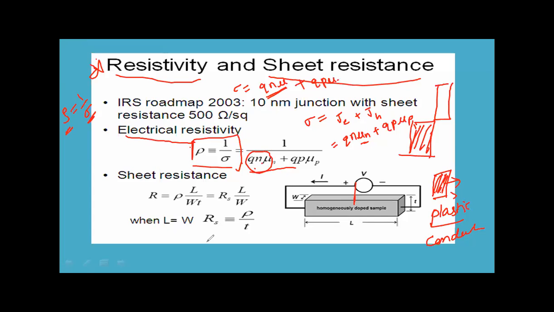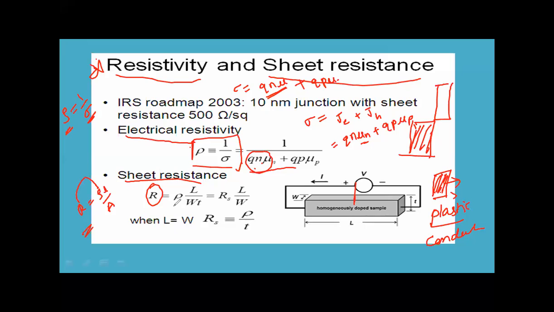Now the question is sheet resistance. How do we calculate the sheet resistance? We know that resistance R is equal to rho L by A. We discussed this formula, right? We discussed the relation between the resistivity and the resistance. Did you remember that? Yes, sir. So resistance is equal to rho L by A.